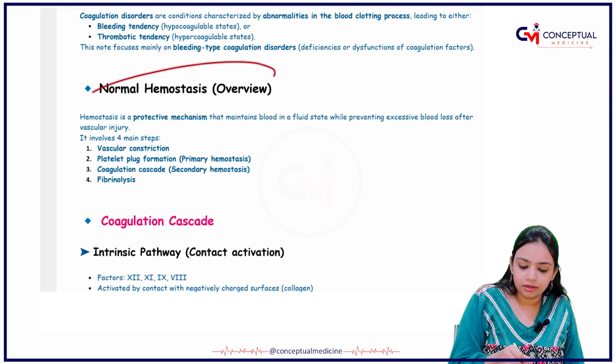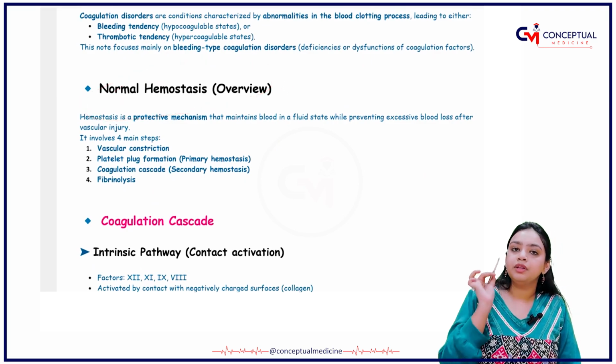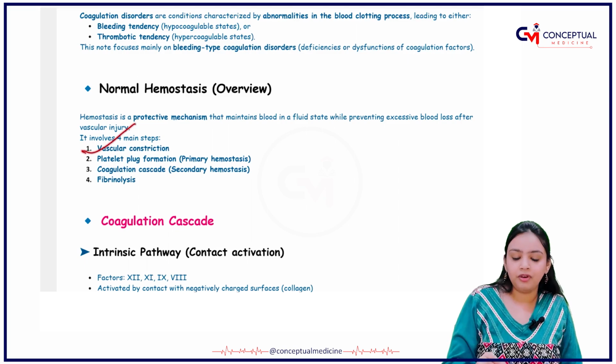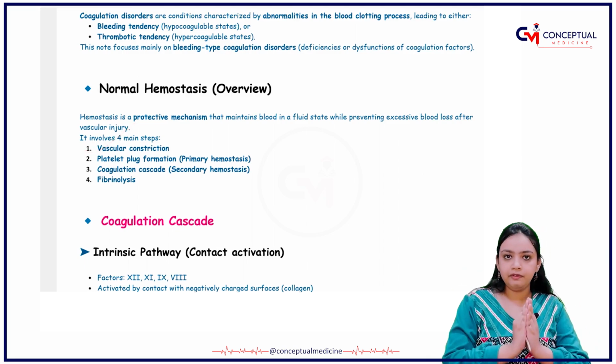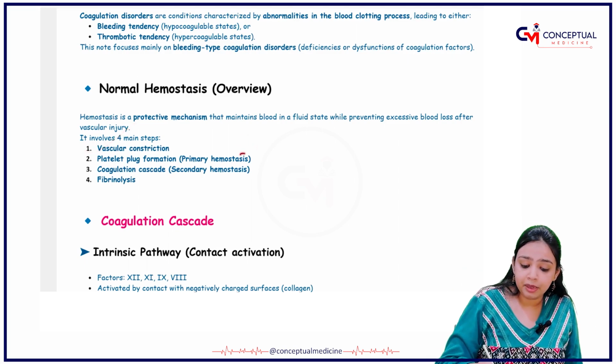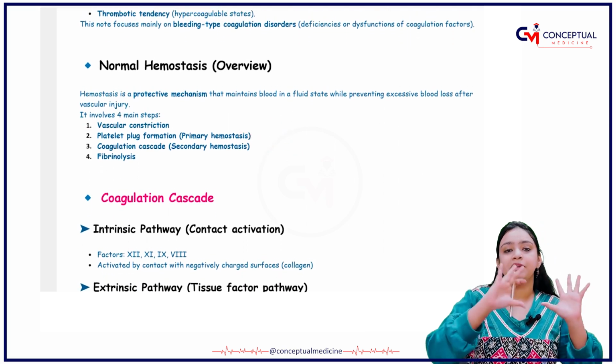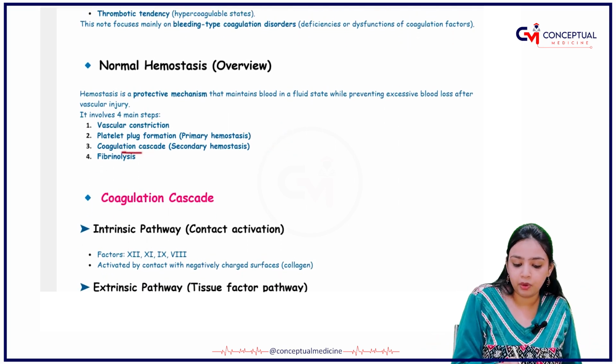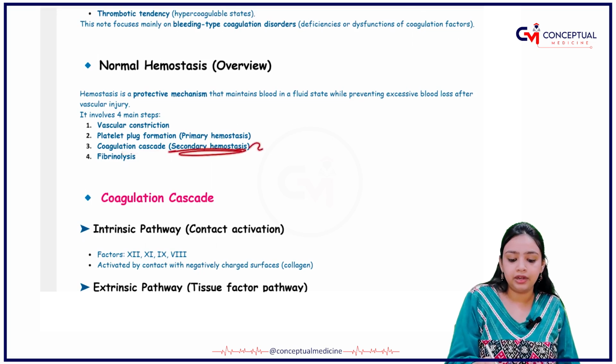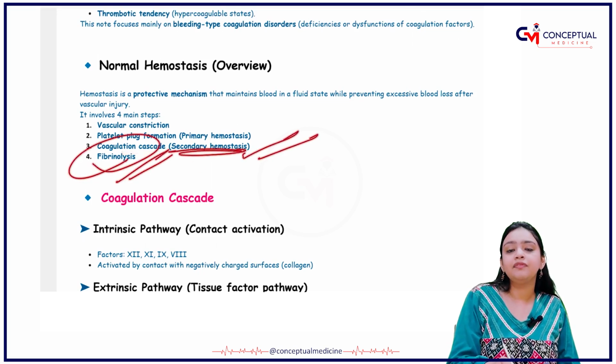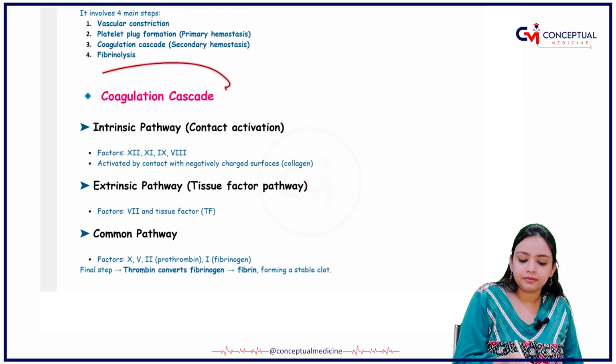Now, what are the 4 steps involved in hemostasis? First, there will be vascular constriction. Then there will be platelet plug formation, that is the primary hemostasis. Then there will be the coagulation cascade, that is your secondary hemostasis. And there will be fibrinolysis.